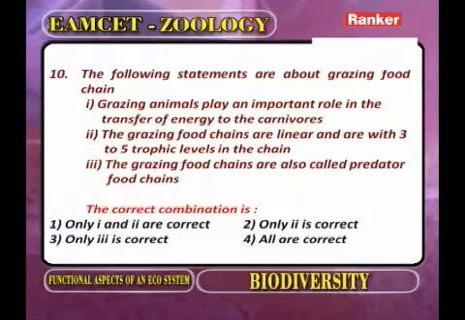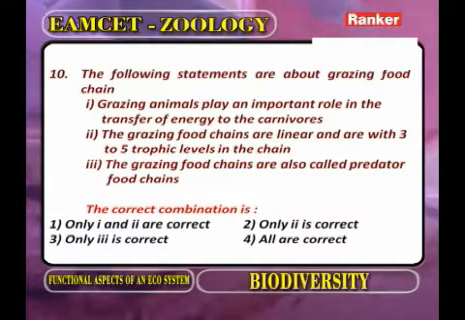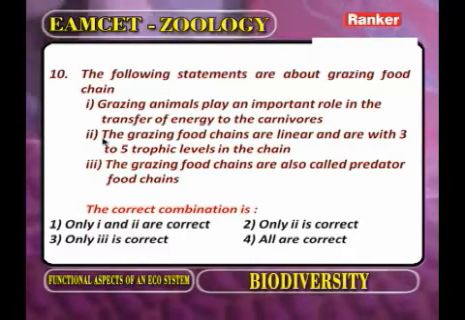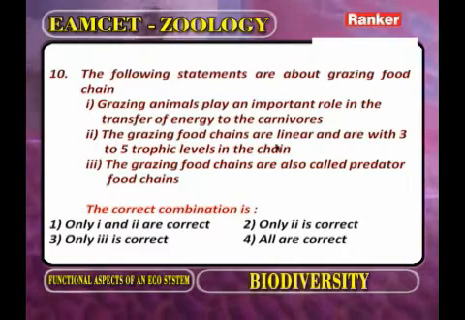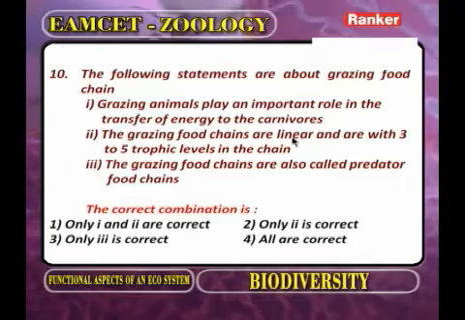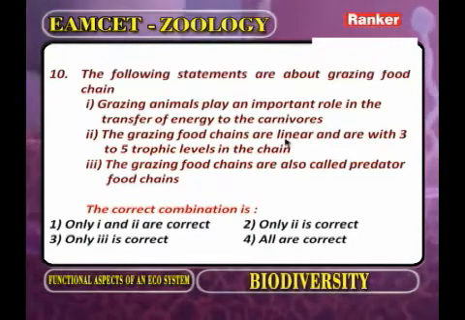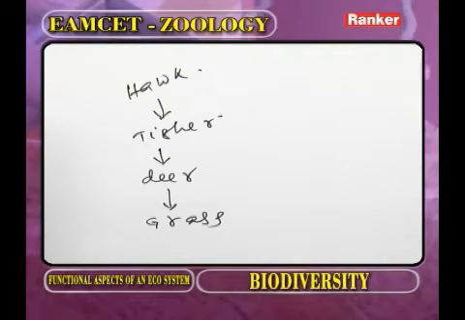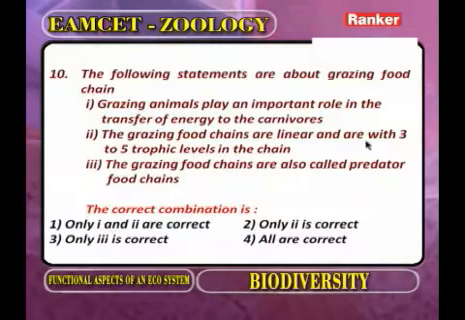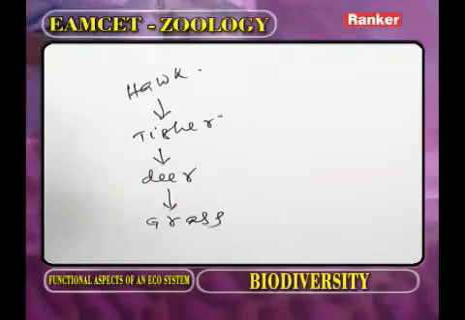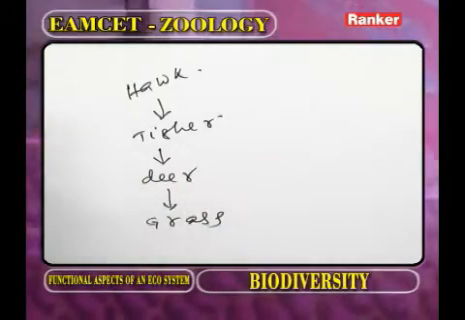Grazing animals play an important role in the transfer of energy to the carnivores. Now second statement, the grazing food chains are linear. Now you have to observe how the organisms are arranged. They are arranged one above the other. Such arrangement we call it as linear. Now the grazing food chains are linear and are with minimum 3 trophic levels or 4 or 5 trophic levels.